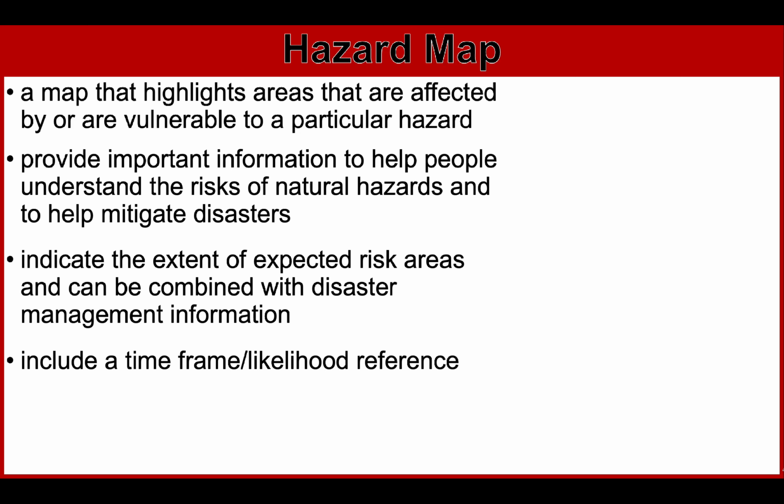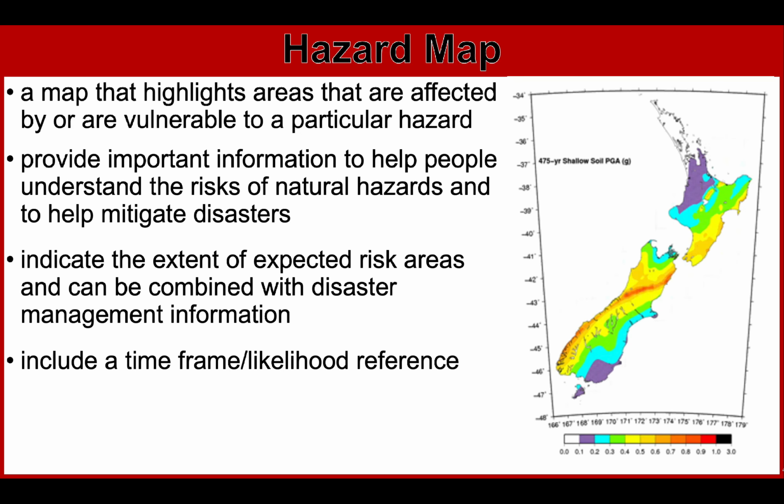Okay? So one feature of a hazard map is it includes a time frame or a likelihood reference. Okay? For example, this one. This map shows the 2010 National Seismic Hazard Model for New Zealand. So this shows expected peak ground accelerations for a 475-year return period earthquake for shallow soils.